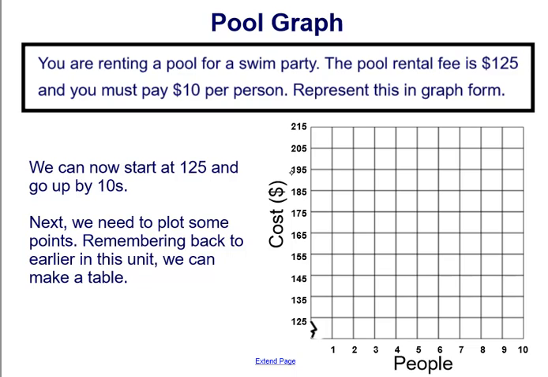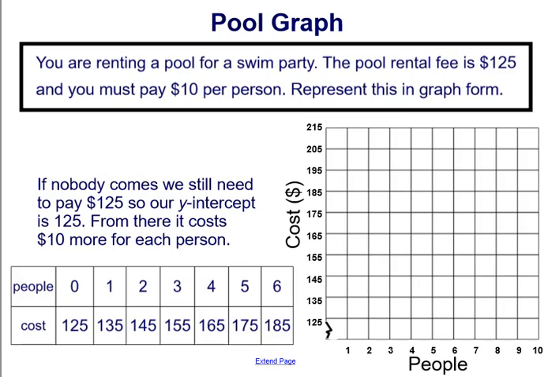So now next we need to plot some points. Remember back to earlier in this unit, we can make a table to help us organize those x and y as ordered pairs to look at what our graph would look like. So here we have the people versus cost. With people, we're starting at 0 and we're increasing by 1. So 1, 2, 3, 4, 5, 6.